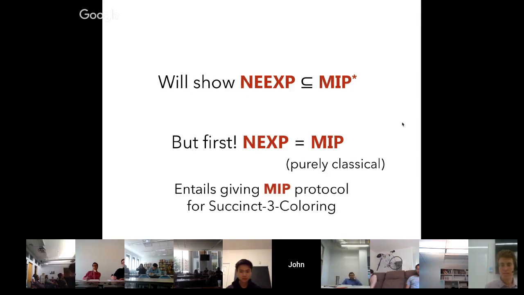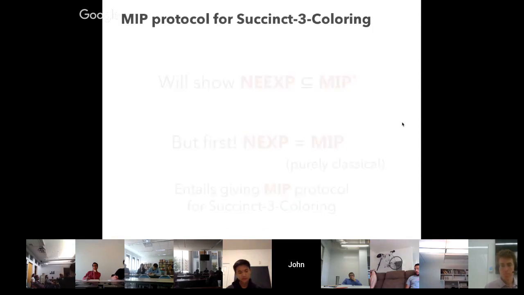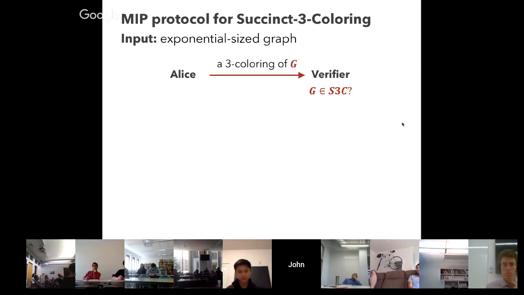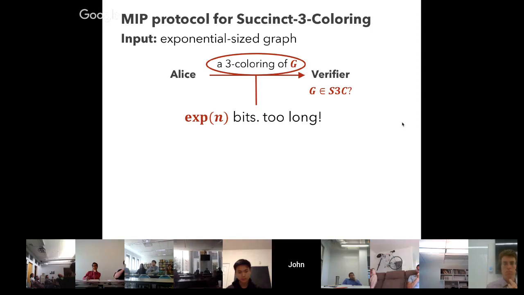Okay, so what's a strategy? How do you show that MIP at least contains NEXP? This means giving an MIP protocol for the problem succinct three coloring. And remember, this is an NEXP complete problem. So your input is going to be a succinct three coloring instance, i.e. just an exponential size graph, a really big graph. The most naive thing you could think of doing is, if the verifier wants to know if this graph G is three colorable, you could just have Alice send the standard NP witness, the three coloring of the graph. But of course this doesn't work, because the graph is exponential size, and so the three coloring is exponentially many bits. This is simply too long for our polynomial time verifier to read. But you still kind of want to deliver this three coloring to the verifier somehow. This is a thing you need to tell them.